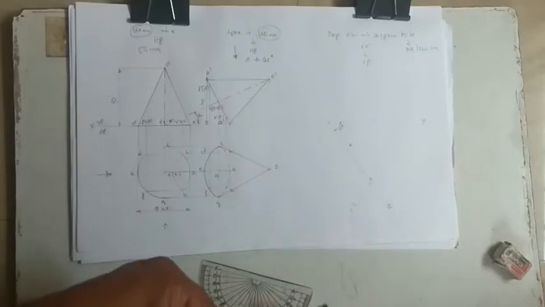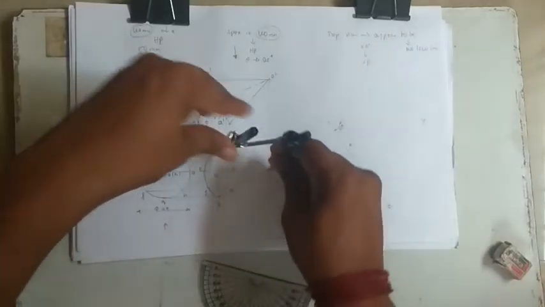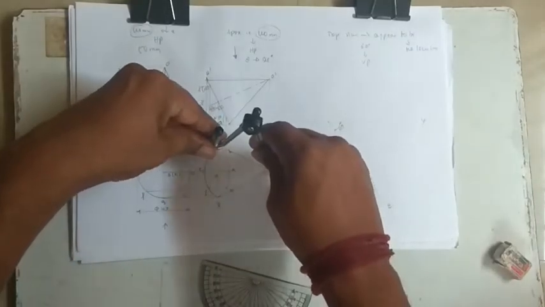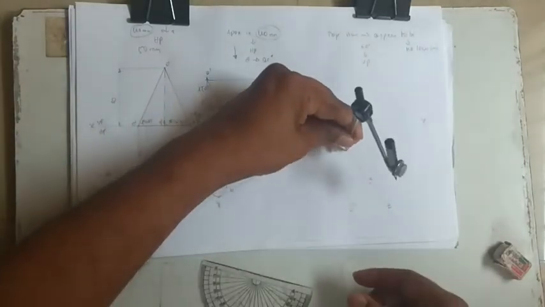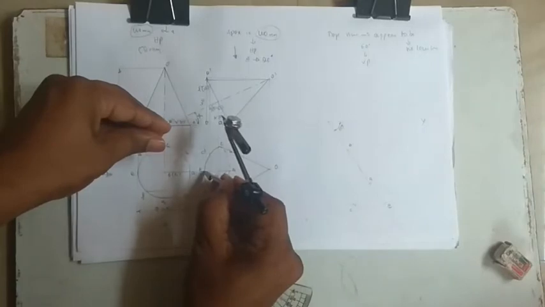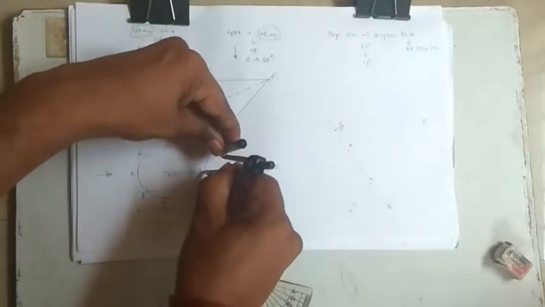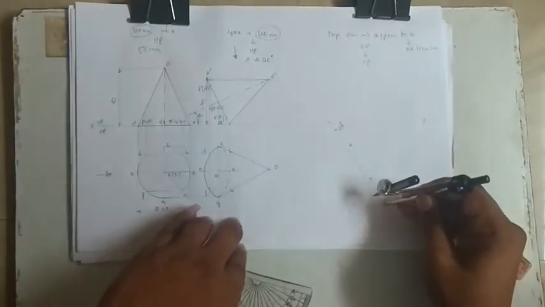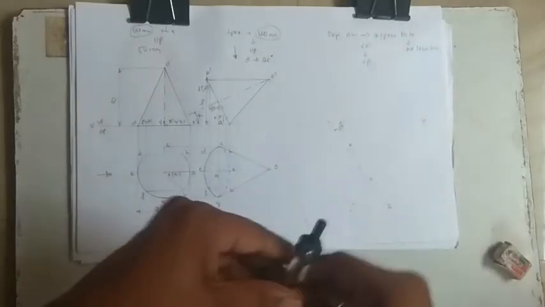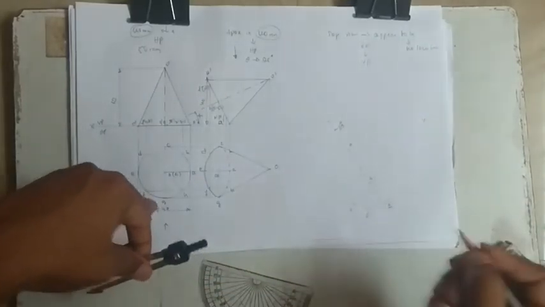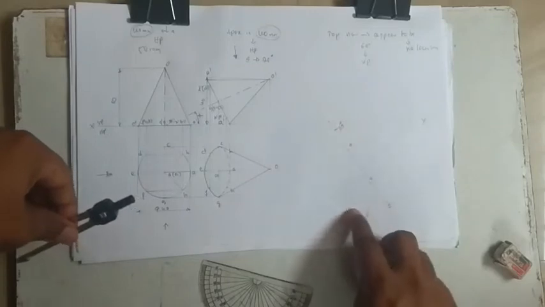Now take O to D. So from O, D will come this side. So again we have E already. So from D to E. So this is our D. So now this part is complete.